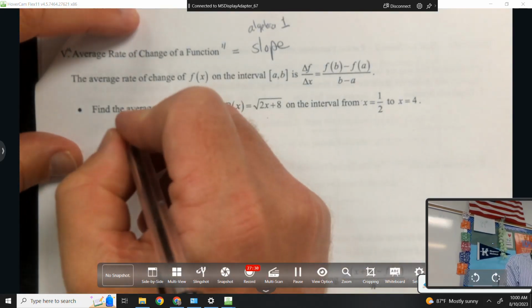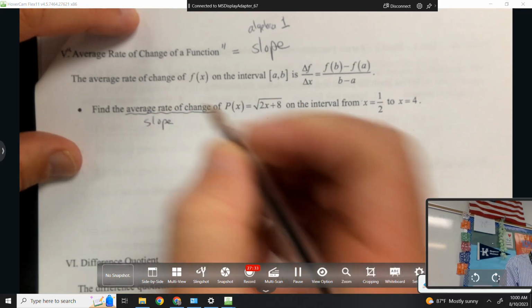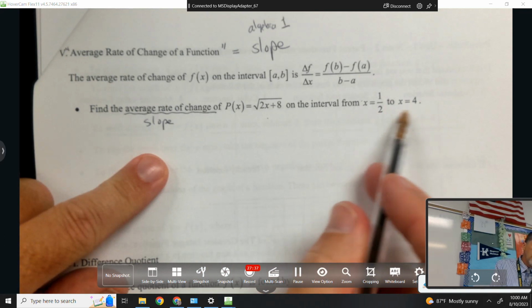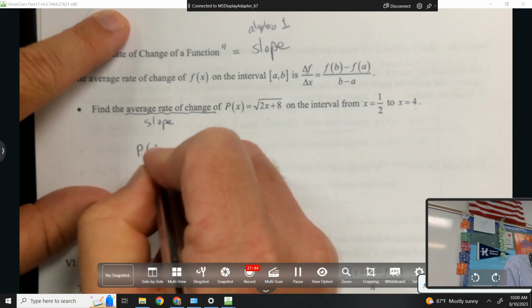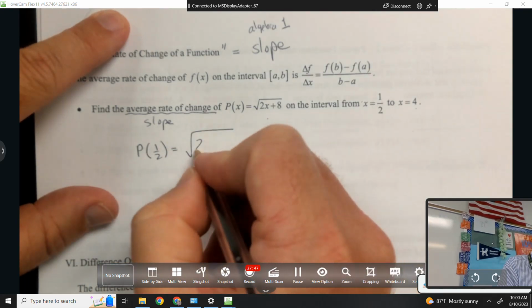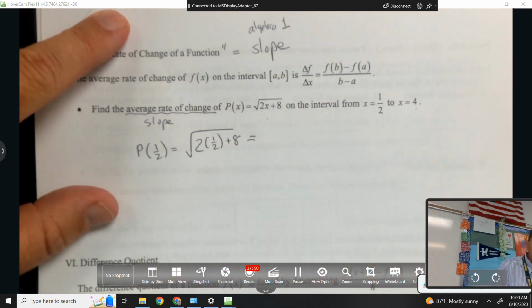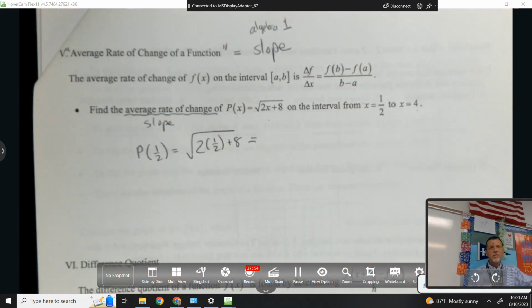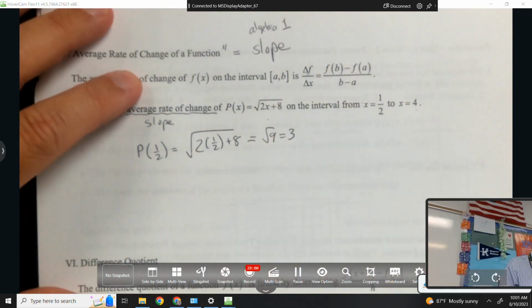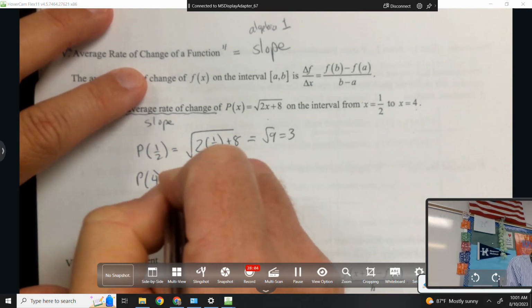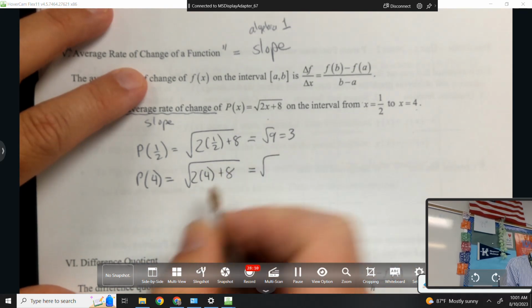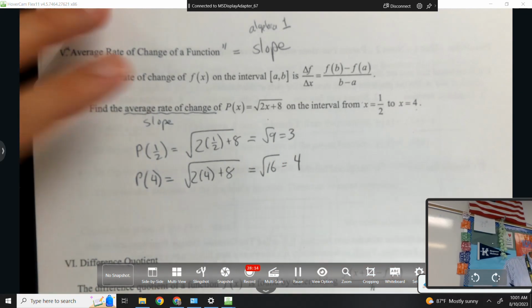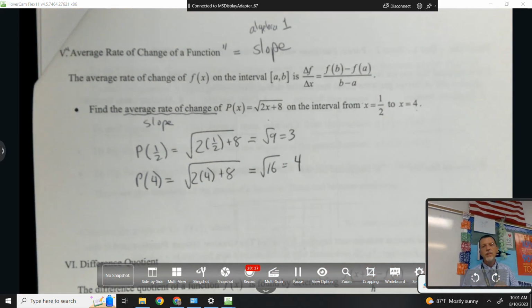So find the average rate of change, i.e. slope, of this function from 1/2 to 4. So P of 1/2. Oh, they were kind enough to give us a number that works really well, right? 1/2 of 2 is 1, plus 8 is 9, square root of 9 is 3. P of 4. So let's see, 8 plus 8 is 16, square root of 16 is 4. They were kind to us here.